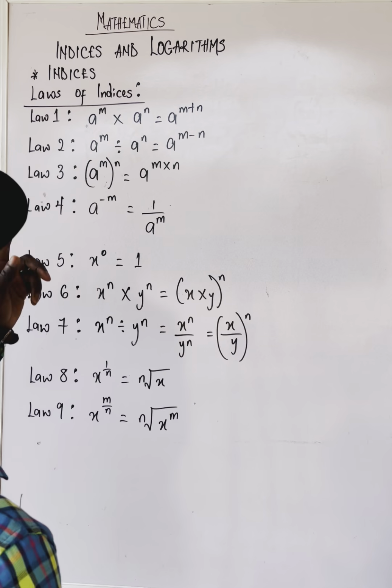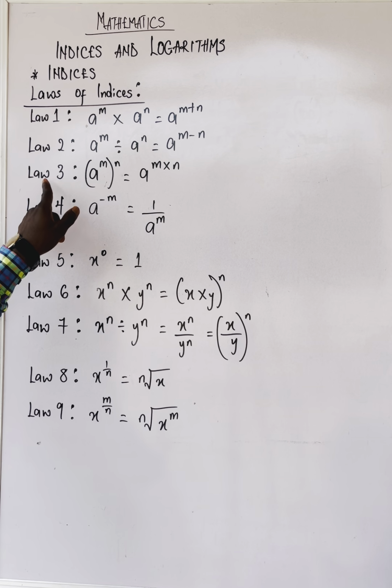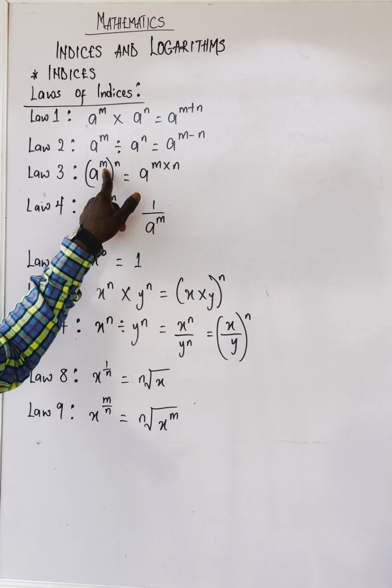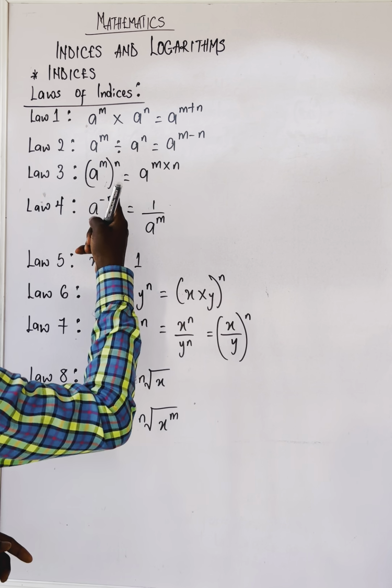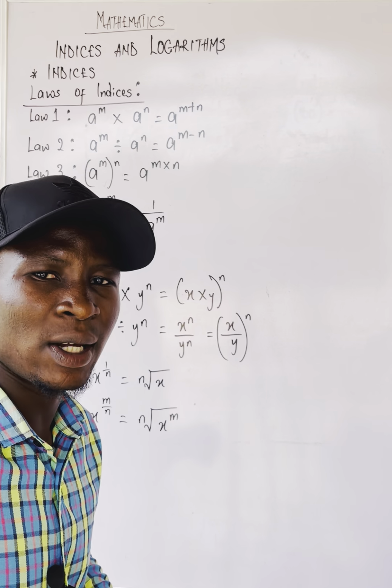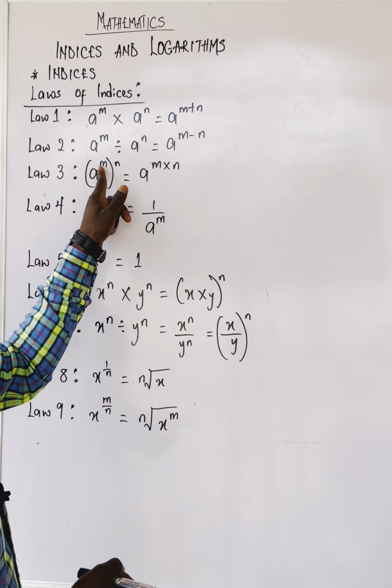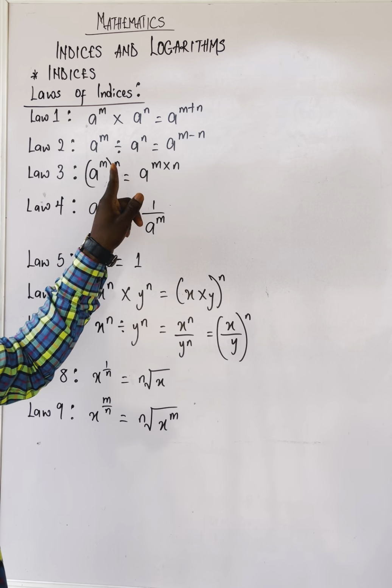Now, coming to the third law. The third law says when I have a raised to the power of m in bracket, and then I have another index outside, which is the power of n, I'll multiply both powers together. That will be m times n.